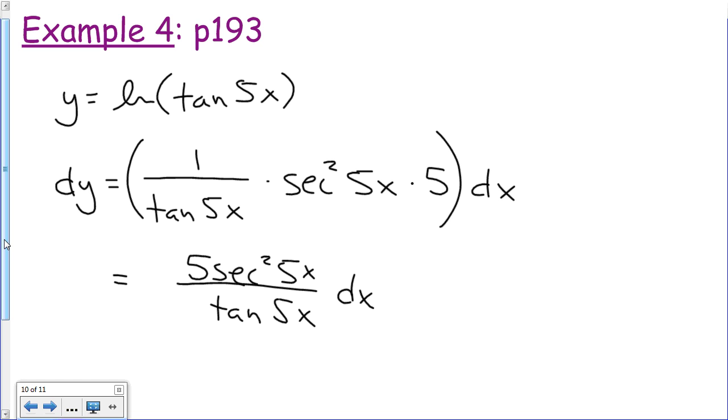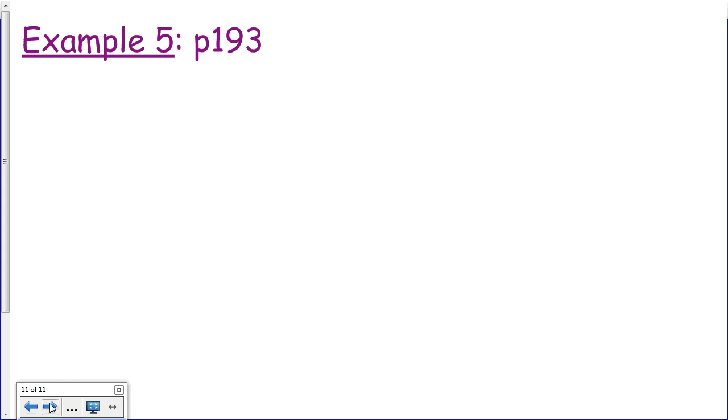It's the derivative of my function times dx. Okay, and again, notice that when you're doing this, the dx just shows up at the end. To find dy, you just simply find your derivative and then just multiply by dx. Dx just gets added, or not added, really multiplied at the end. All right, let's take a look at one last example.